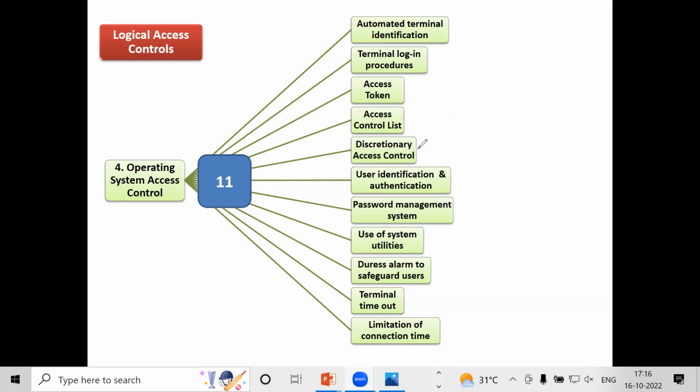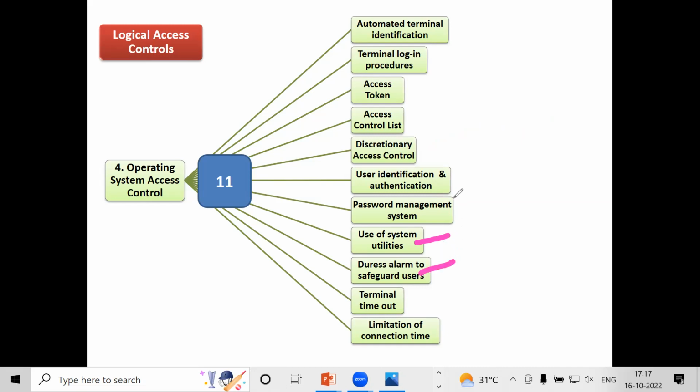Next is discretionary access. You give permission to, let us say, the manager of the accounts department. The manager will give permissions to various other people working under him. So that is discretionary access. Then user identification and authentication, we have already seen that, username and password. Password management system: a robust password, password expiry should be set, alphanumeric, special characters, all these things. Then use of system utilities. System utilities should not be accessible to all people, only the administrator can access, so that a hacker will not be able to enter.